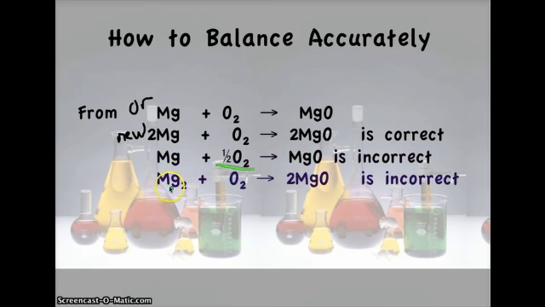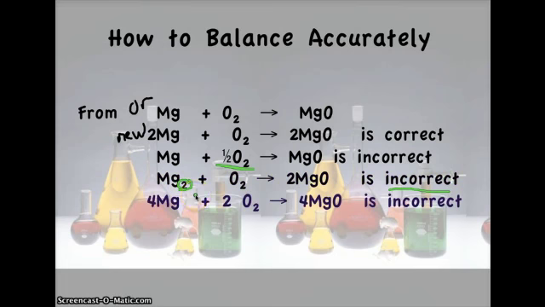Next one, Mg2 plus O2 yields 2 MgO. This is also incorrect. The reason why it's incorrect is because we cannot add subscripts. All we can add are coefficients. So that's why this one is incorrect. We cannot do that. All right, and then the last one is also considered incorrect.